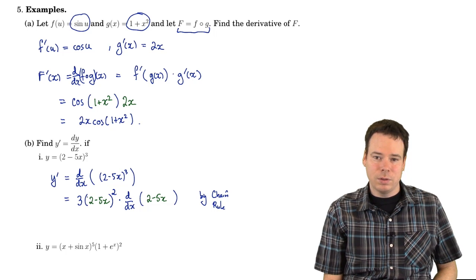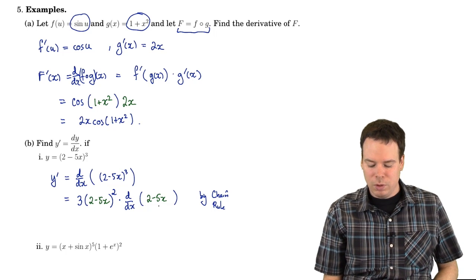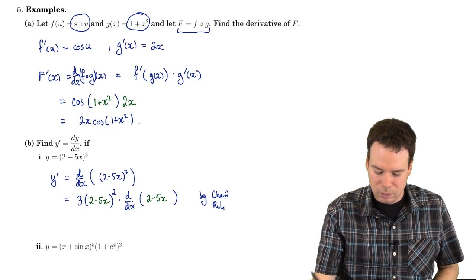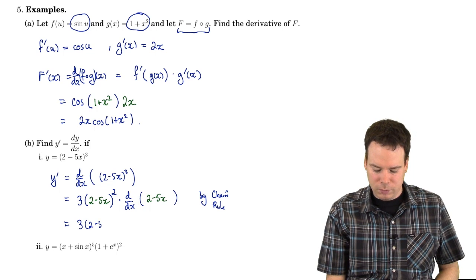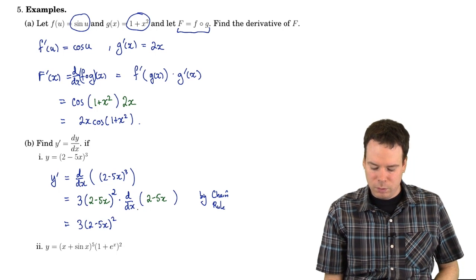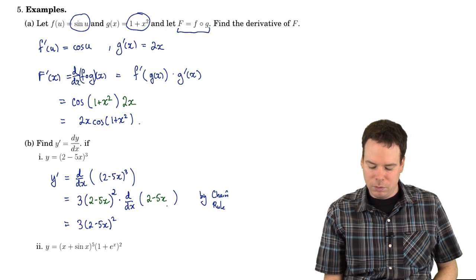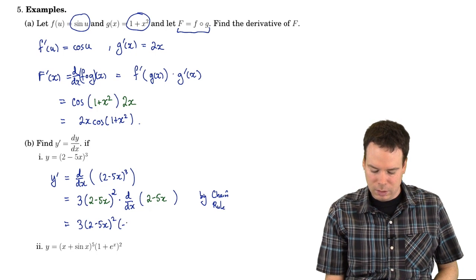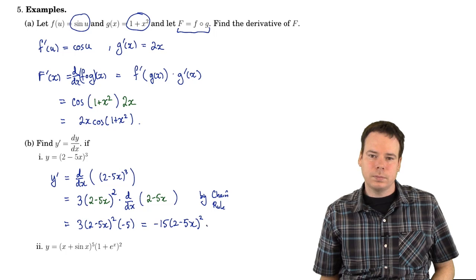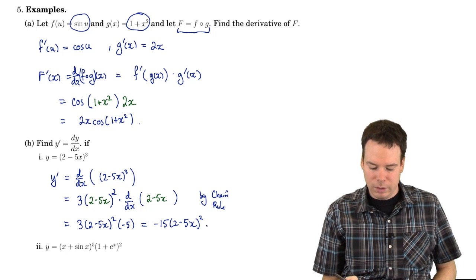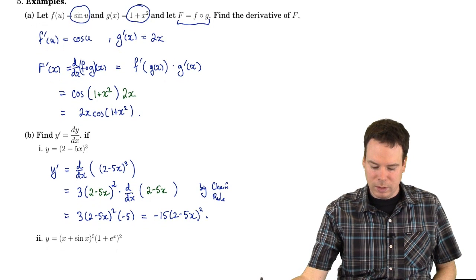You need to know the derivative of the outside function, which we've written down, but you also need to know the derivative of the inside function, which we can now work out. So this would be 3 times 2 minus 5x all squared. Derivative of the inside function, now we're looking at the derivative of this linear function, which is negative 5. And so this becomes negative 15, 2 minus 5x all squared. Okay, so let's try a few more examples to get the hang of this.